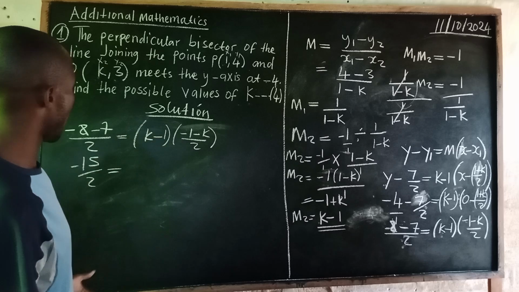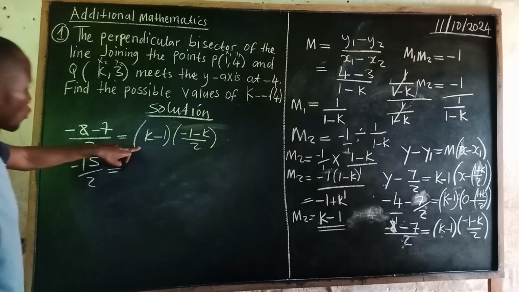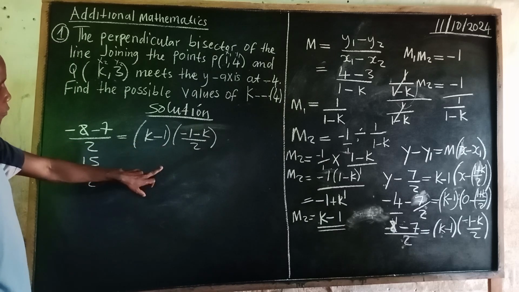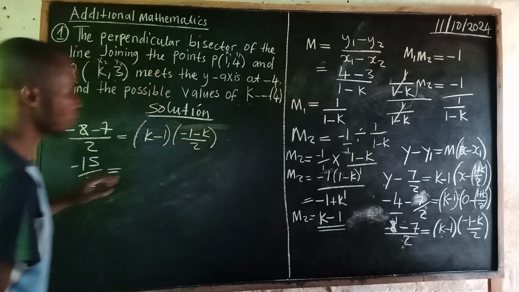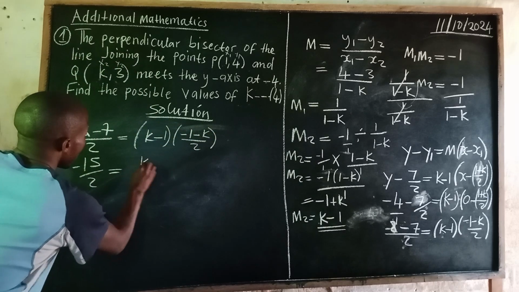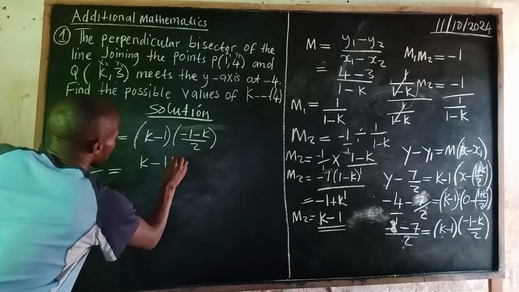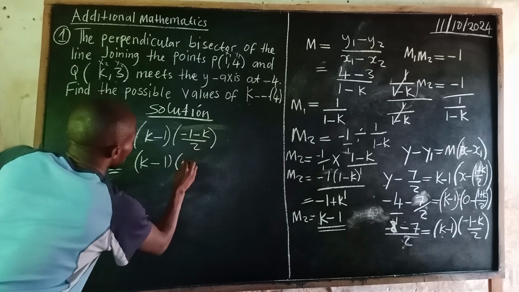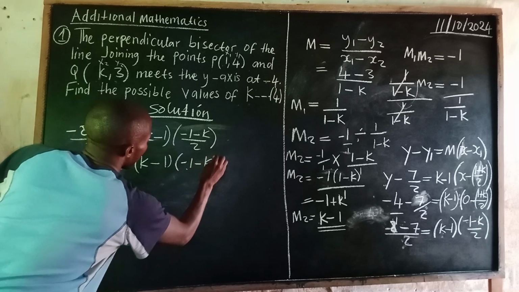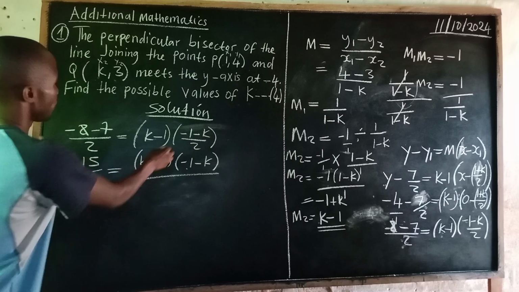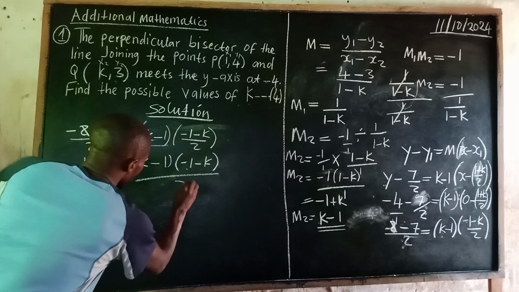Let us expand this. How? We are going to multiply this. We are going to introduce a 1 over 1, because this is the whole number, so that we can balance up the fraction. So here we are going to say k minus 1, then negative 1, negative k, then over, imagine here we have a 1. So when we multiply 1 times 2, it's 2 over 2.